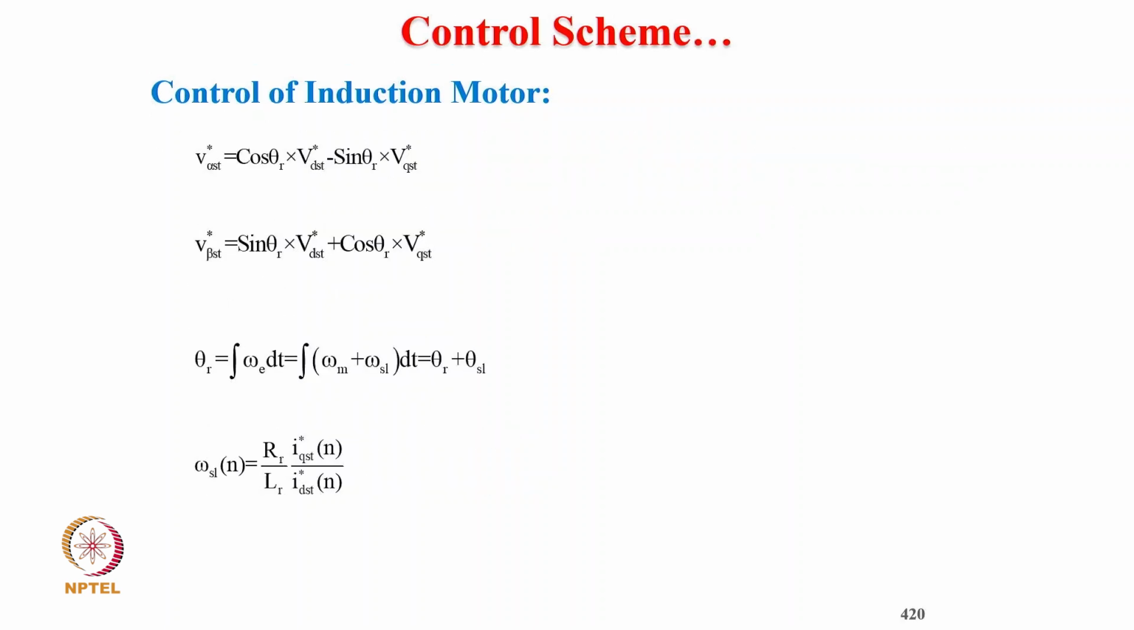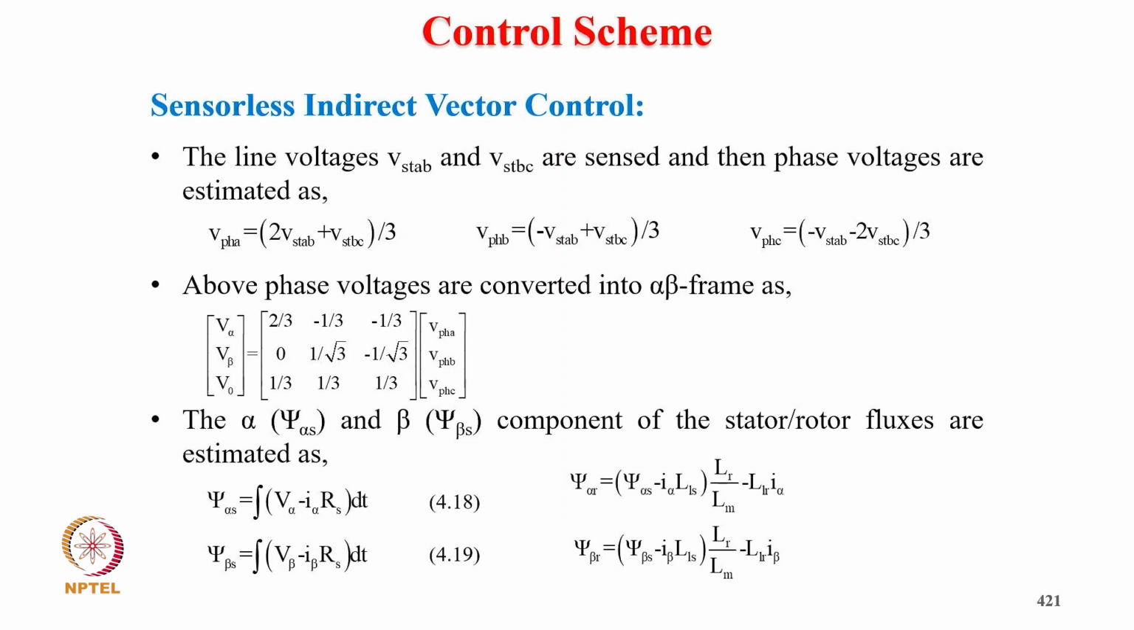Now V alpha star equal to cos theta r Vd star minus sin theta r Vq star, and V beta star equal to sin theta r Vd star plus cos theta r Vq star. Theta r equal to integral of omega r dt, that is omega m plus omega SL dt, that is theta r equal to theta r plus theta SL, and omega SL equal to Rr upon Lr into Iq star upon Id star.